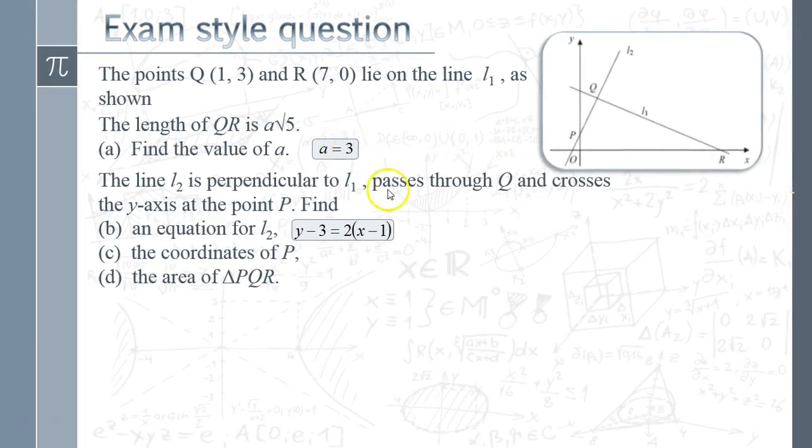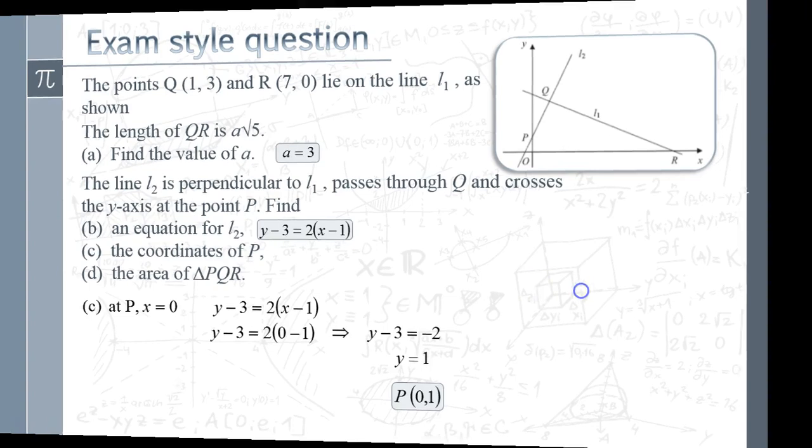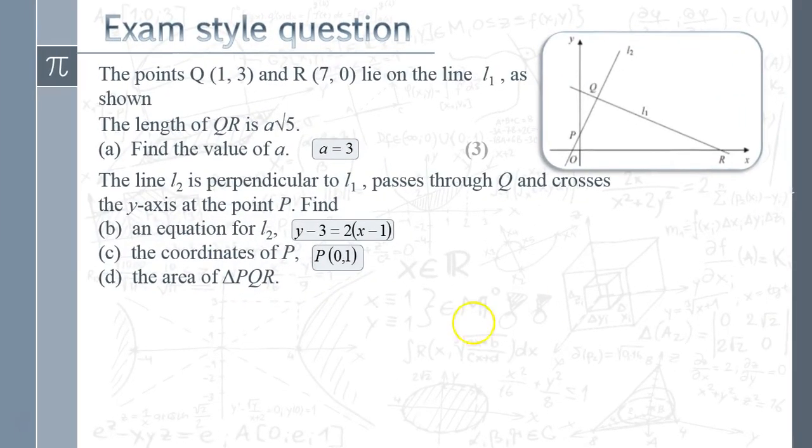Right, so part A done, part B done. On to part C. We need the coordinates of P, and that's where it goes to the y-axis. There it is. So where it goes to the y-axis, the x-coordinate is 0. So if we just put 0 into our equation here, you've got that. And so there's the y-coordinate, which is at 1. So asked specifically for coordinates, so I would restate those, so our coordinates of P are going to be at 0, 1.